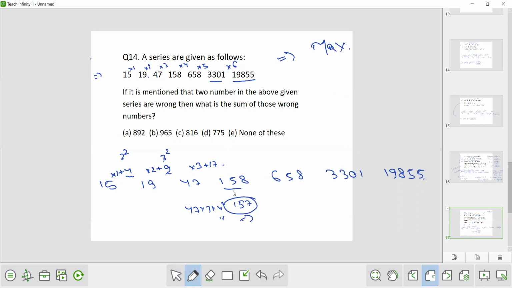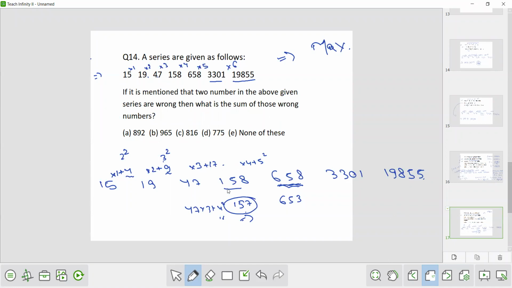Now we will check ahead. This is 158 and 658. So this is into 4 plus 5 square. Okay. So just check whether 157 into 4 plus 5 square is 658 or not. How will you find 157 into 4? We know 150 into 4 is 600, 7 into 4 is 28, so it will be 628. Now 628 and 658. Again, we are not getting the result, it should be 653 instead of 658.